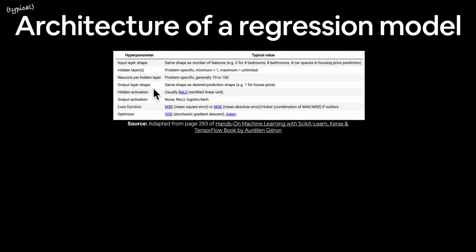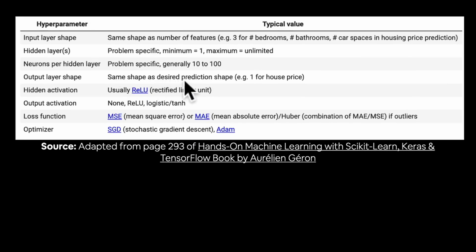Now, the output layer shape, this is the same as the desired prediction shape. For example, 1 for our housing price prediction problem. Hidden activation is usually ReLU, which is rectified linear unit. Output activation, this is going to be problem specific, but these are some typical values here. The loss function for a regression model, the default one is usually mean squared error or mean absolute error / Huber loss, which is a combination of mean absolute and mean squared error if you have outliers in your data. Again, we haven't covered these 4 here. We're going to see what they mean shortly.